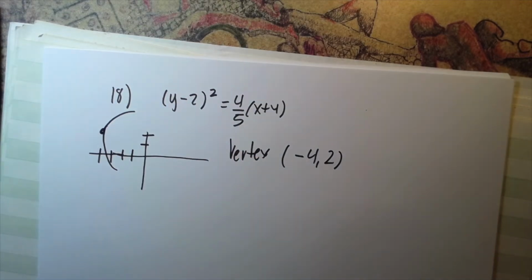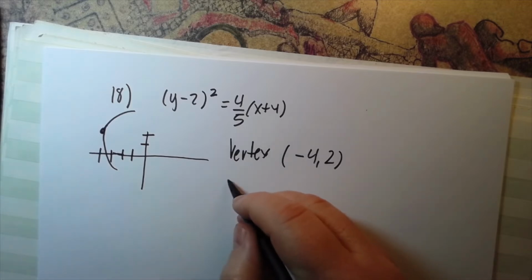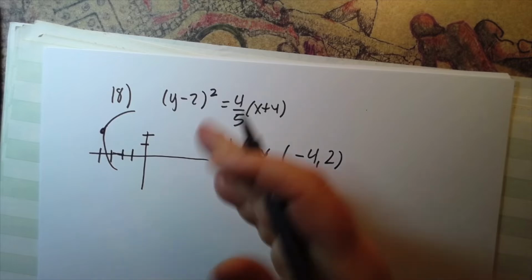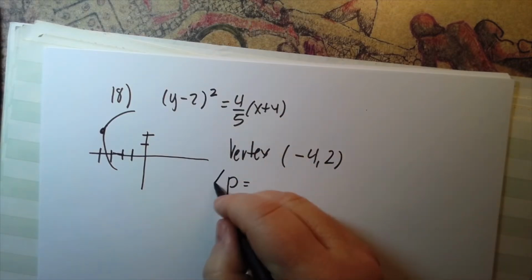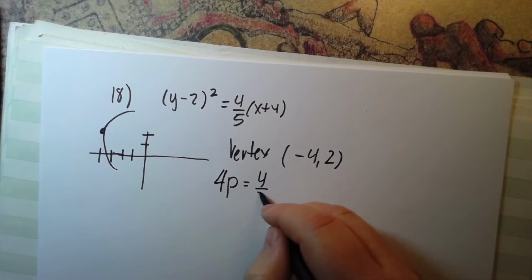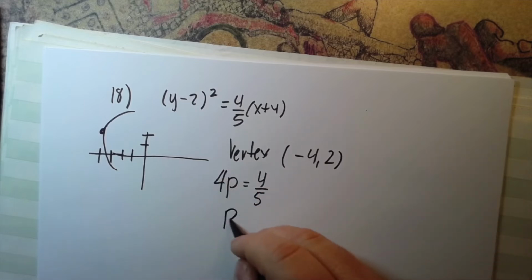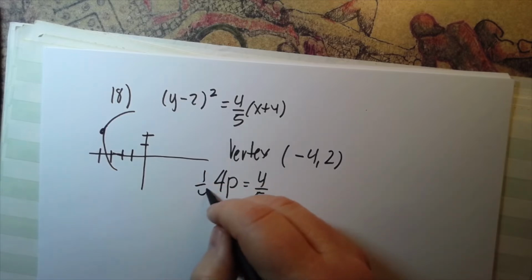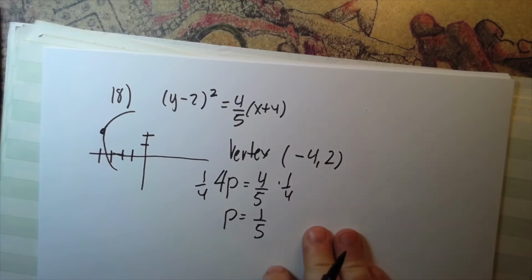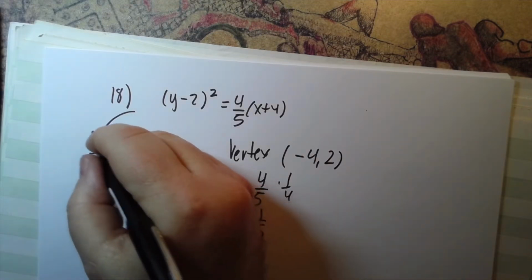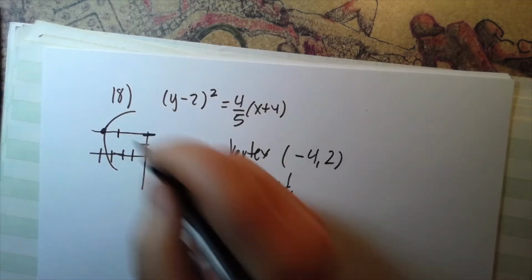Now, like I was saying before, all we have to do is know what the p is, and then add it and subtract it. So if I find my p value, since it's already in standard form, our 4p is equal to 4/5, and then if I divide that over, I get 1/5, right? Multiply both sides by 1/4. And now, where would my focus be?